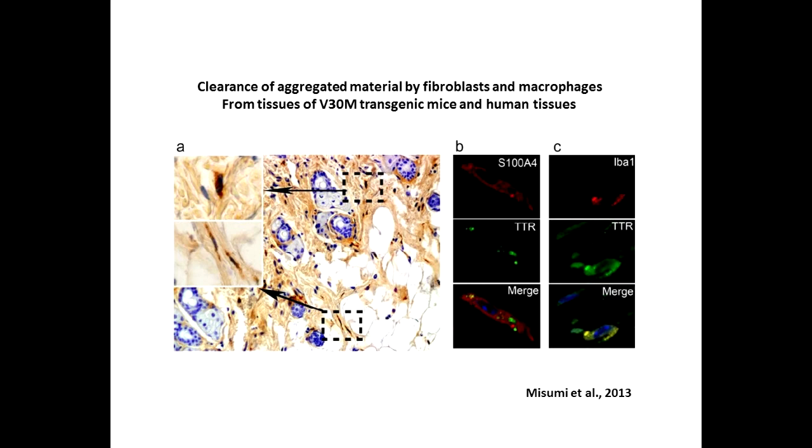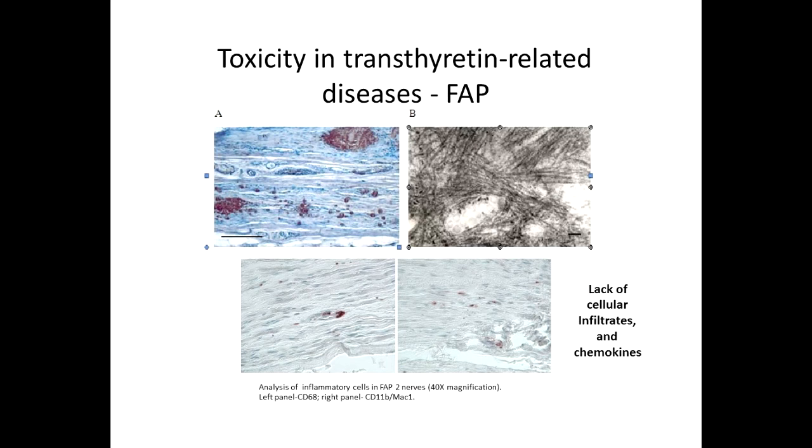And here you see a study with fibroblasts and macrophages where you incubate with oligomeric TTR, which is fluorescent, and you merge with markers for fibroblasts or for macrophages, and you see that TTR goes inside. So that is a way of getting cleared.